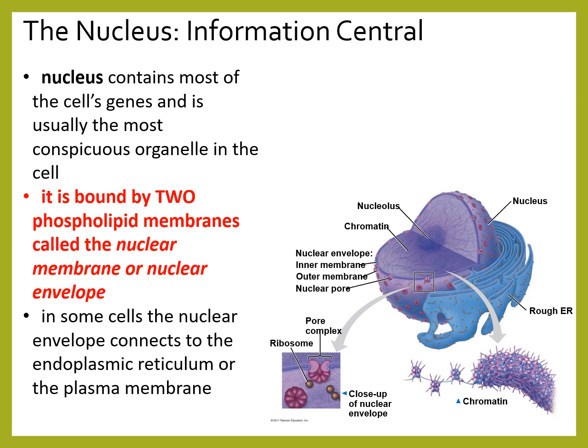It is bound by two phospholipid membranes called the nuclear membrane or the nuclear envelope. And I like the term nuclear envelope better because if you think about the way an envelope is structured, it's made up of two pieces of paper, right? You have an outer sheet, you have an inner sheet, and then in between you could put the letter. It's the same idea with the nuclear envelope. There's an outer phospholipid membrane, there's an inner phospholipid membrane, and then there's a little space in between. In some cells, the nuclear envelope can connect to organelles like the endoplasmic reticulum, or it can connect to the plasma membrane.